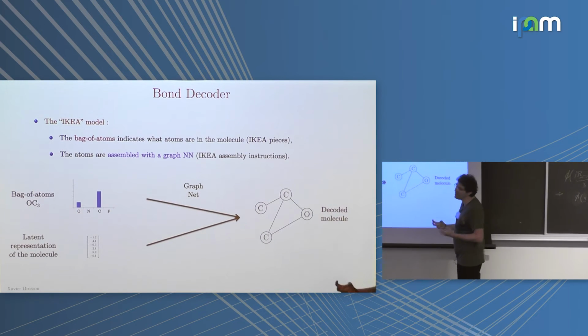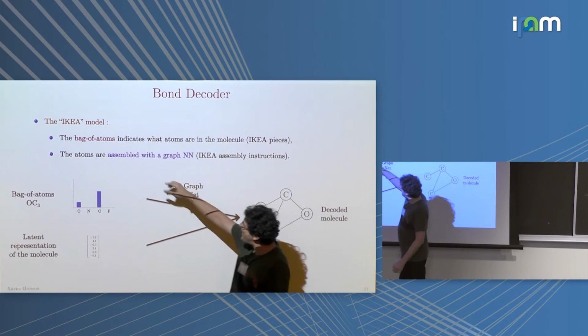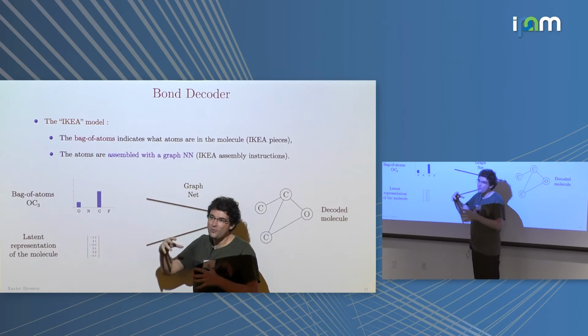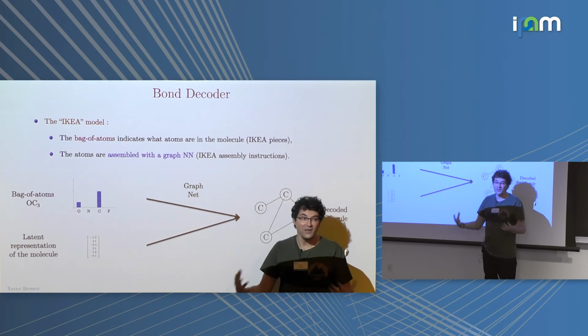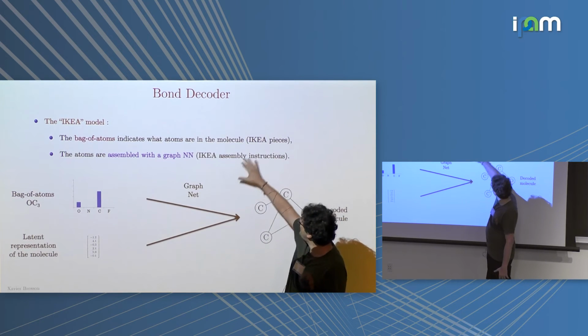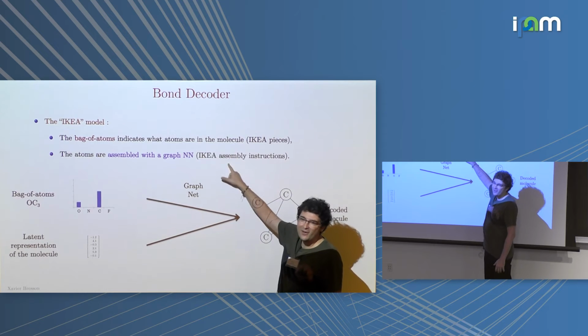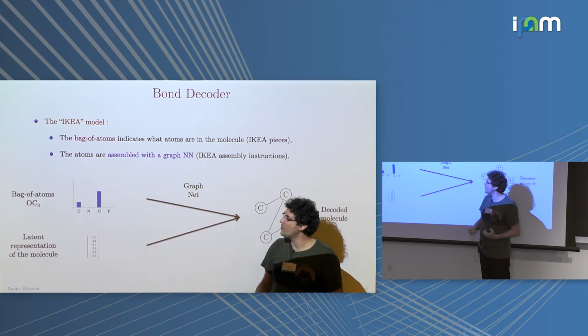So this is like an IKEA model. The bag of atoms, the molecular formula, gives you all atoms inside your molecule, okay? But you don't have any order. You don't know anything about how you do that. So these are your IKEA pieces. And then you need an assembly instruction. How do you put the atoms together to form a molecule?